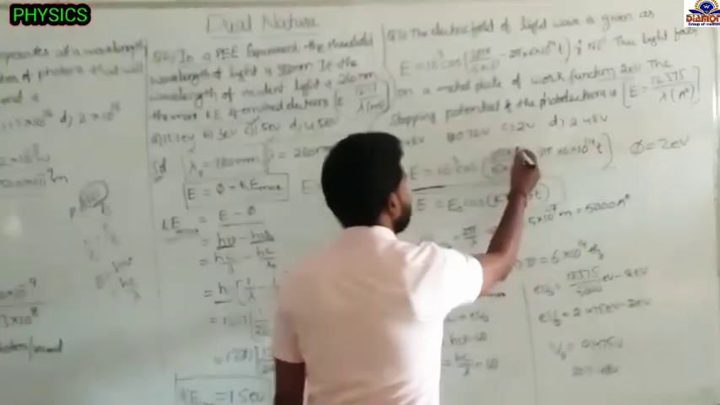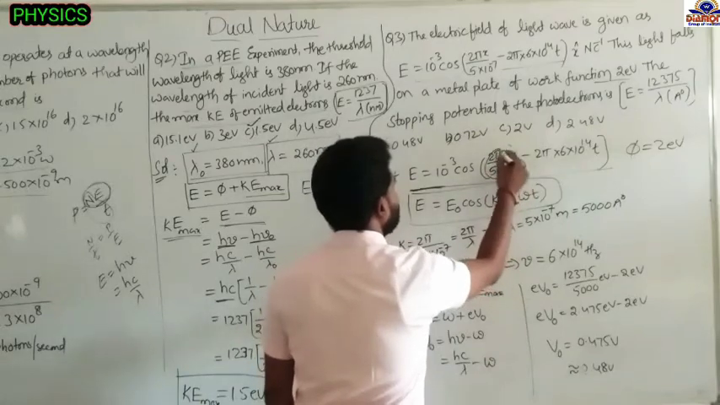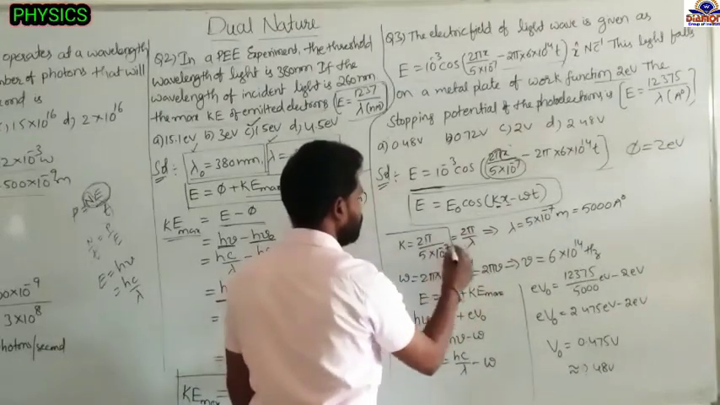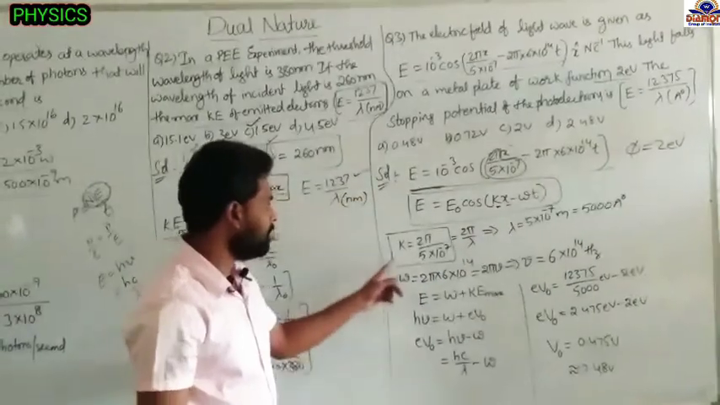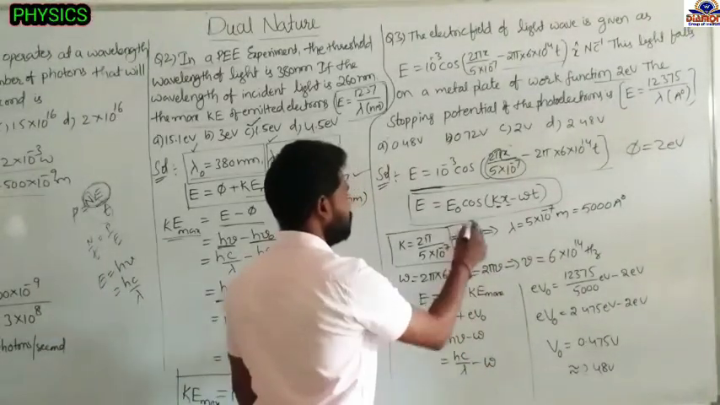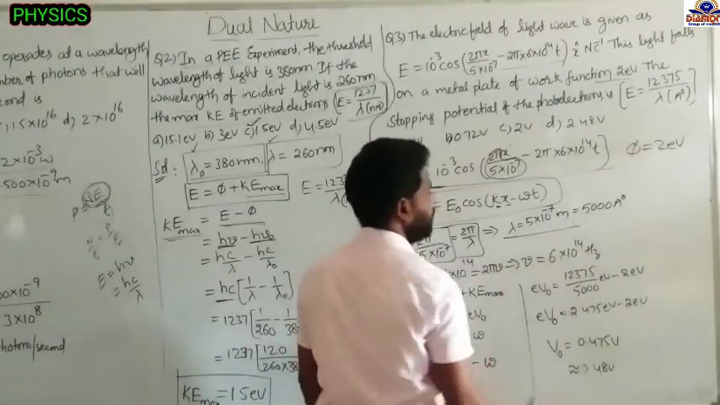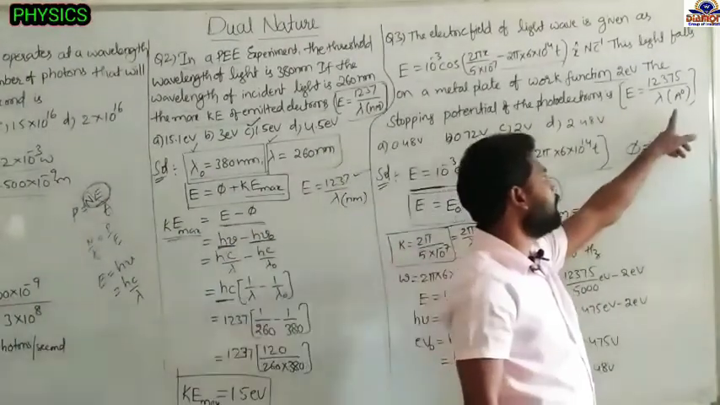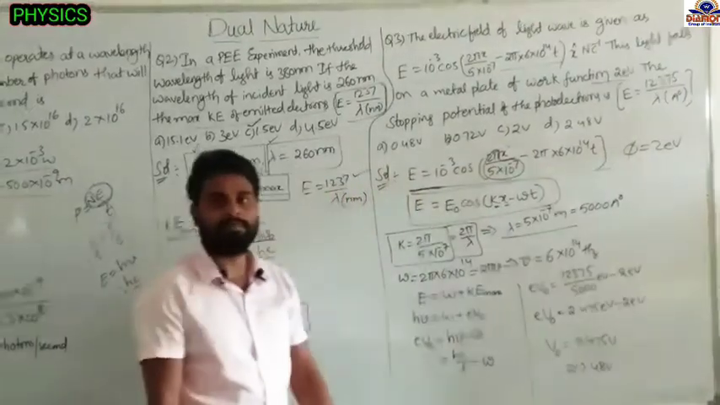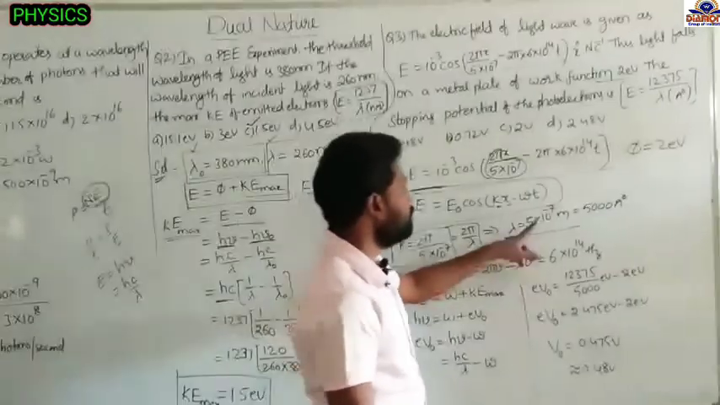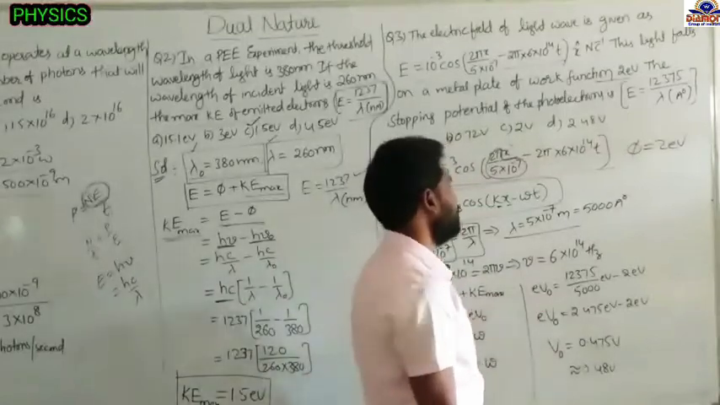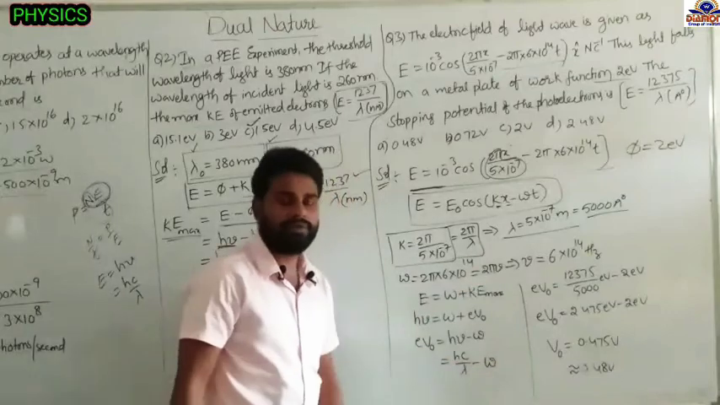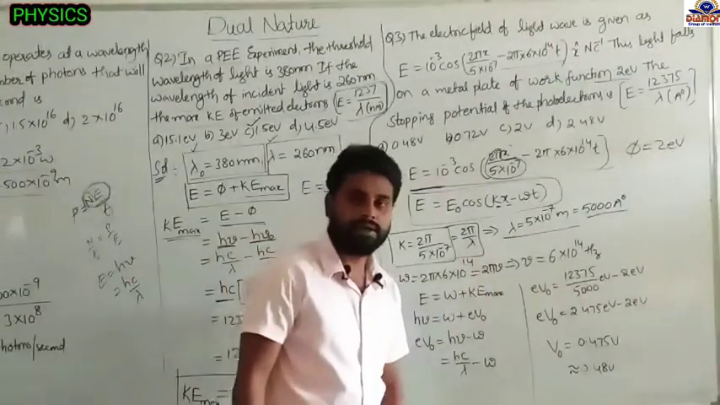See now, the x coefficient here is 2 pi by 5 into 10 power minus 7, which is nothing but k. So k equal to 2 pi by 5 into 10 power minus 7. We already know k equal to 2 pi by lambda. So 2 pi will be cancelled. Lambda equals 5 into 10 power minus 7 meters. But here the lambda value is mentioned in angstroms, and angstrom equals 10 power minus 10 meters. So multiplying and dividing by 1000 we get 5000 angstrom. So now wavelength equals 5000 angstrom. By using this we can get the answer.